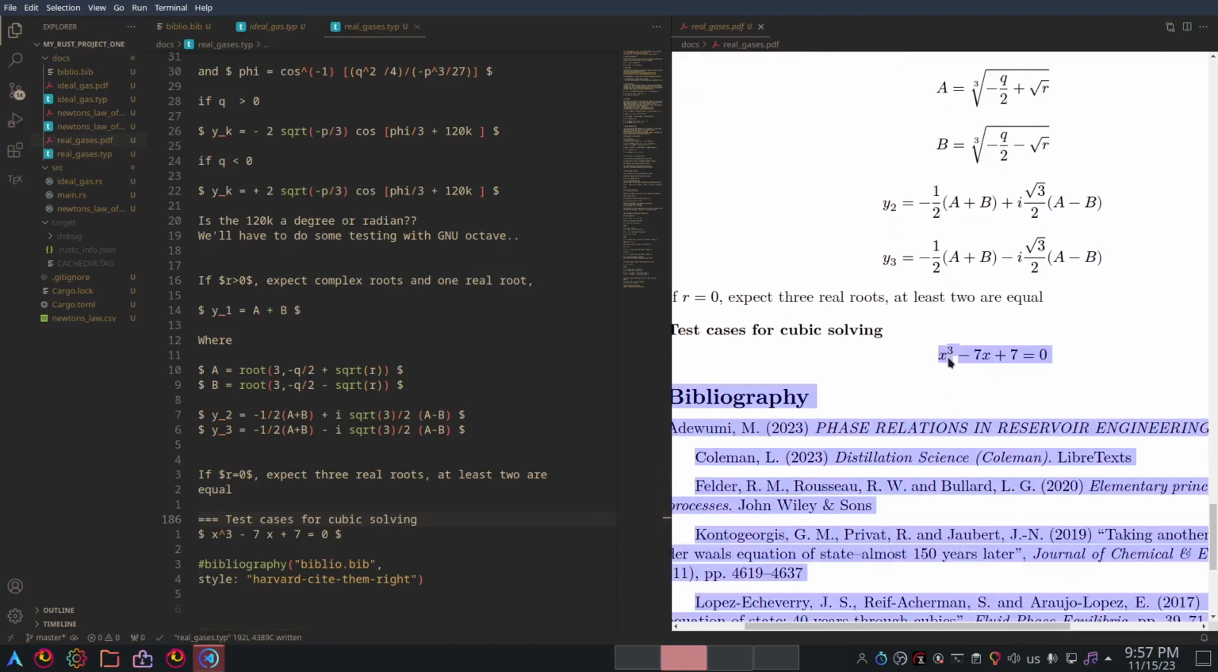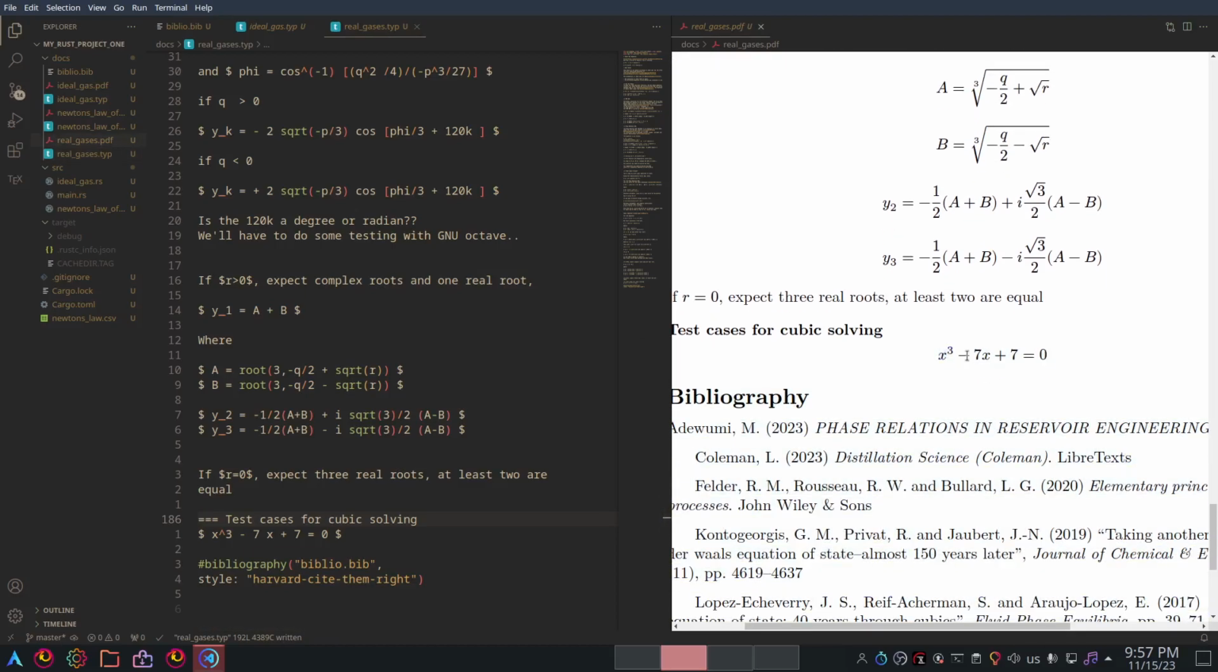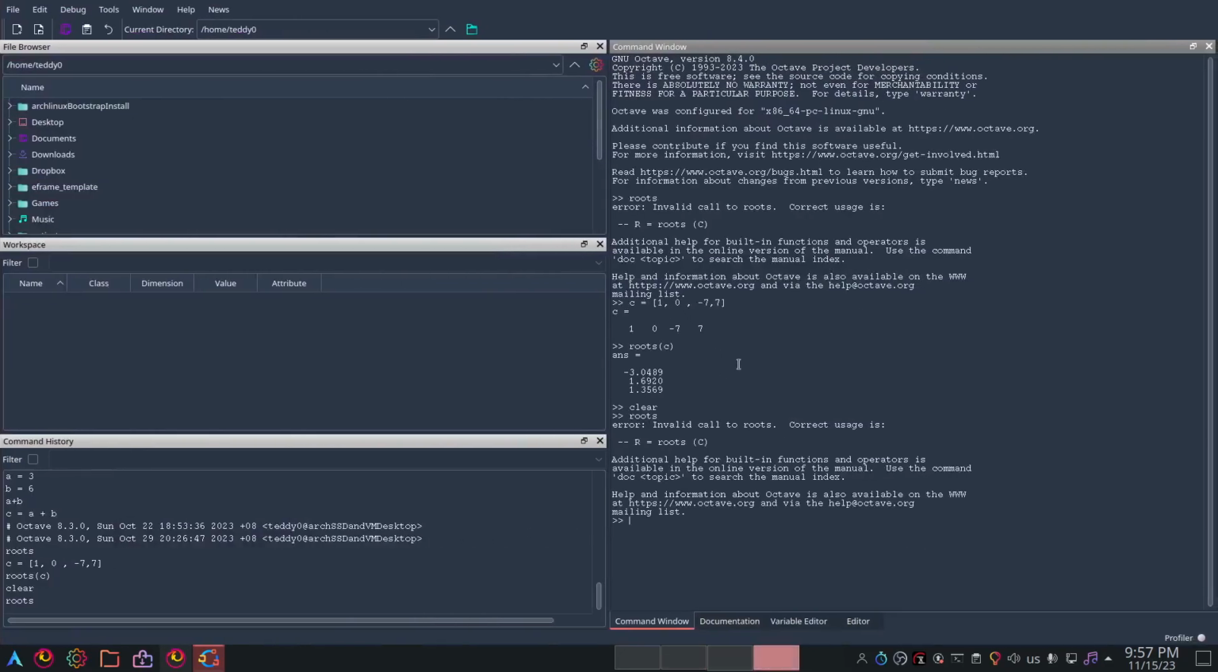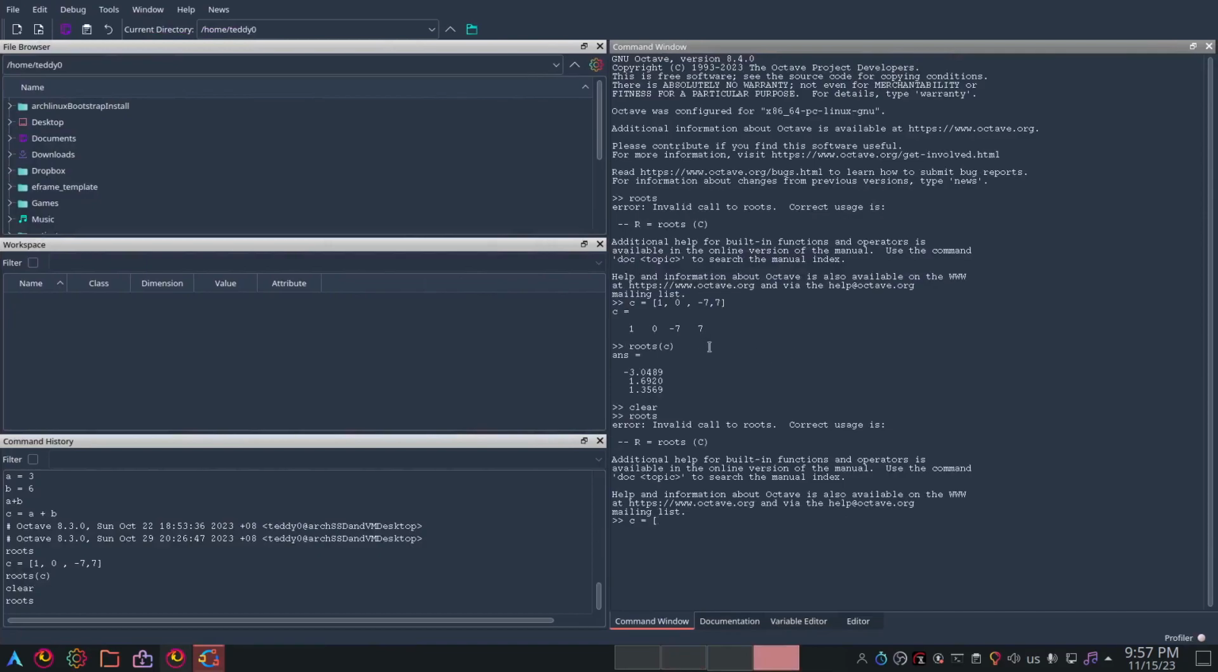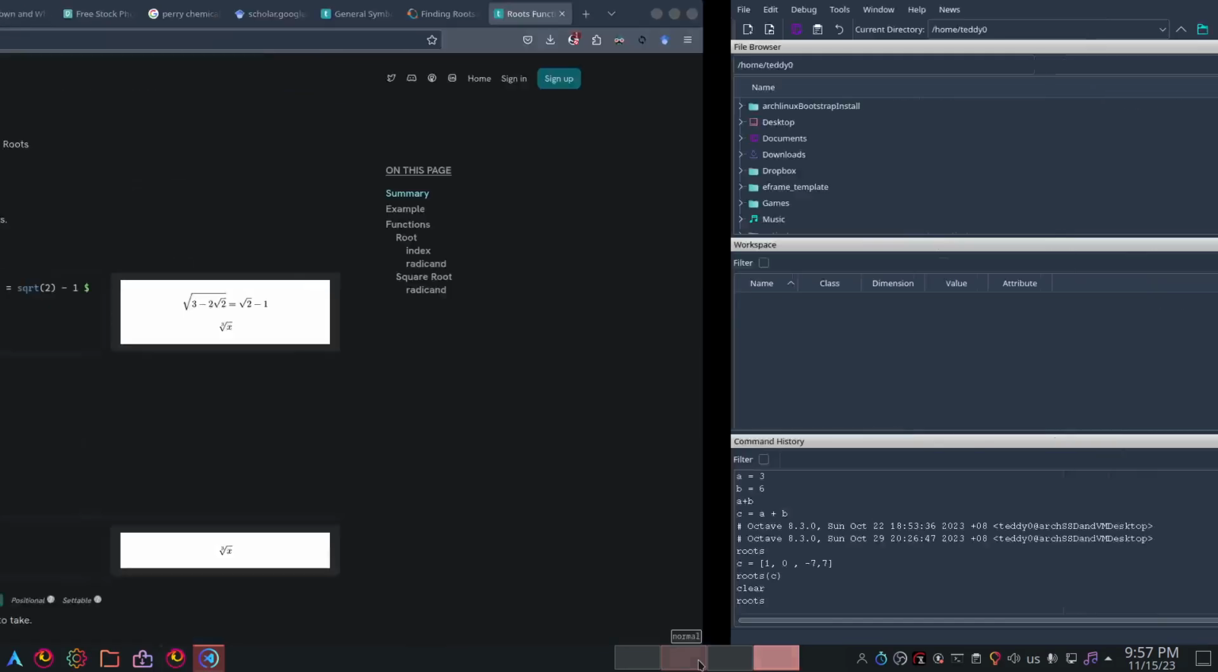So the coefficient of the first term is 1. The coefficient of the second term, which is x squared, is 0. Third term is -7. Fourth term is 7. So I'm going to put an array of numbers. So C equals, remember, to define a polynomial here, we just list out the coefficients.